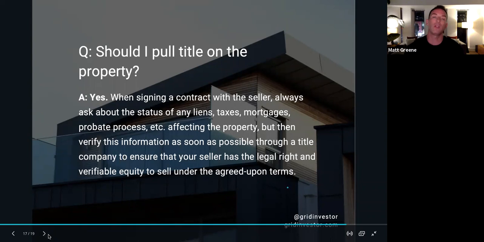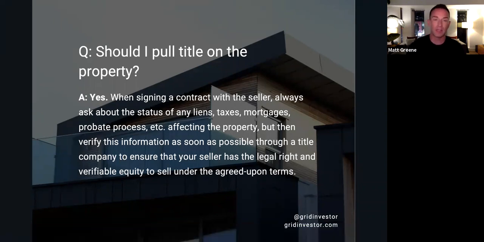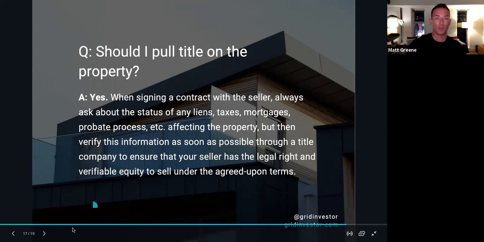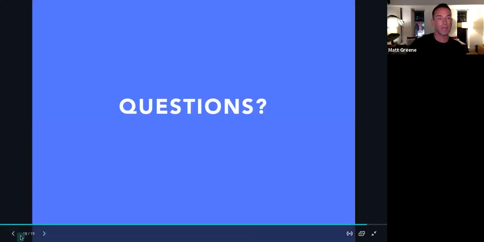Should you pull title on the property? Yes, definitely. And typically in the assignment contracts that I've seen, there's going to be a clause that allows the buyer to terminate if there is not clear title that's conveyed, or if there are liens and encumbrances against the title that can't be cleared out. But always, it's a good idea to pull title when you're purchasing a piece of real estate.